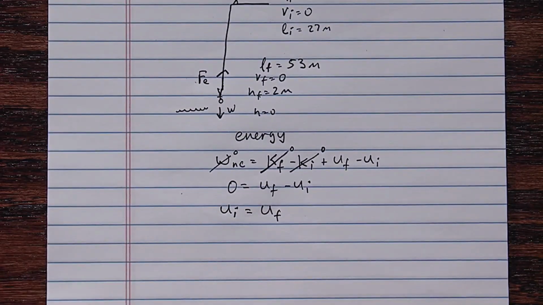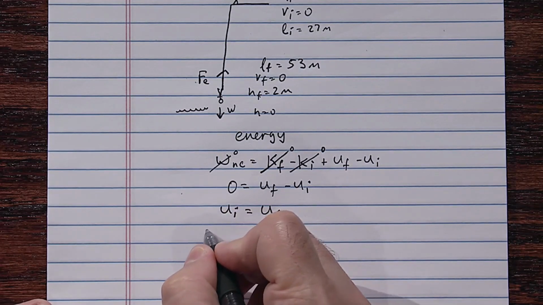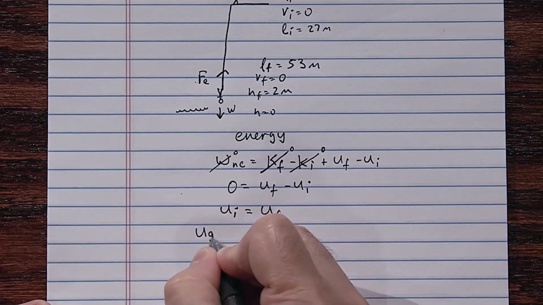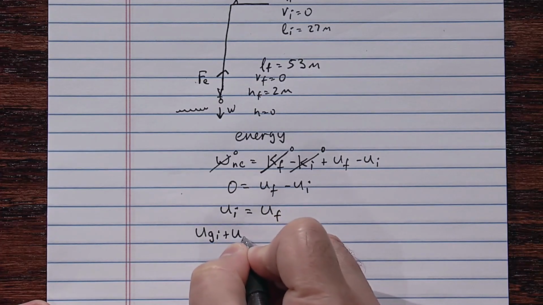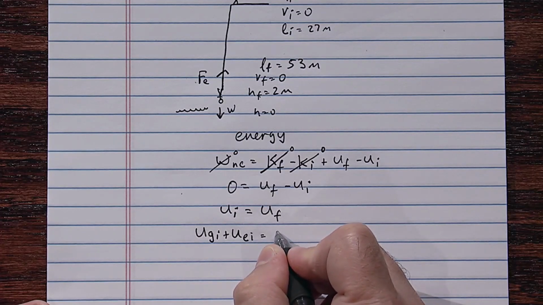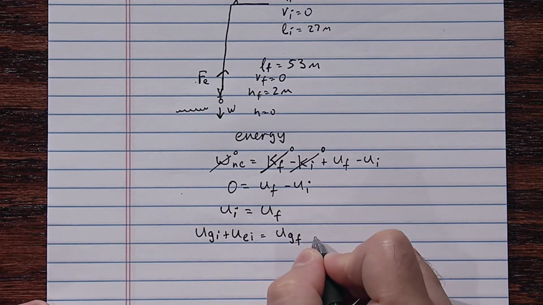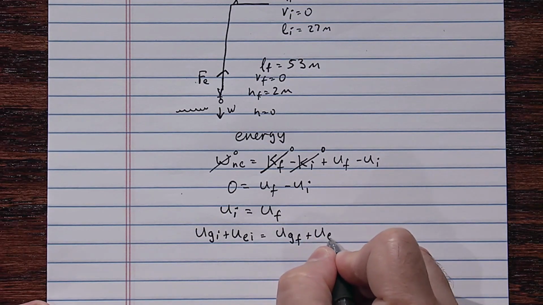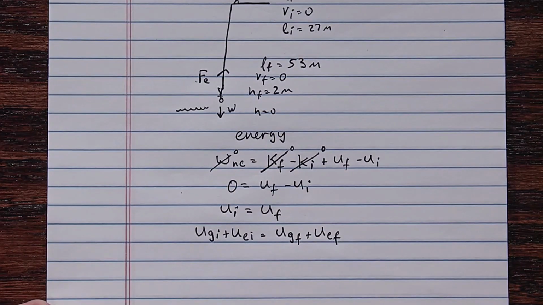Okay, now we have to think about the types of potential energy that we have. We have gravitational potential energy, UG initial, and elastic potential energy, U elastic initial, and that's equal to gravitational potential energy final plus elastic potential energy final. This is the first time that we've had to consider elastic potential energy, but since we're dealing with a bungee cord, which is an elastic object, we do have to consider that.